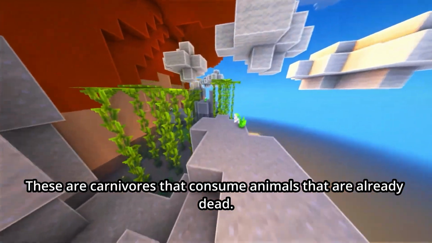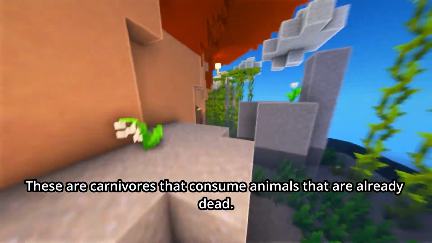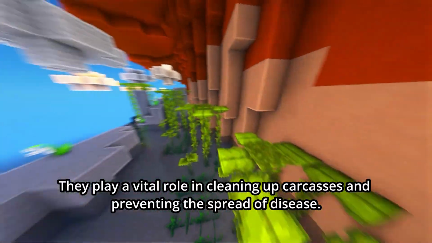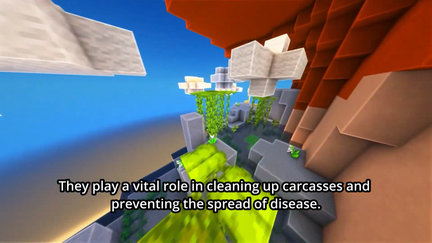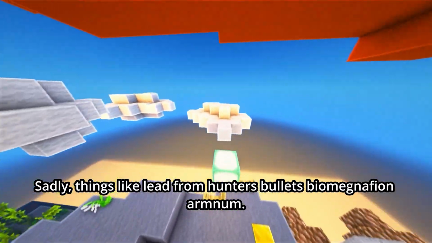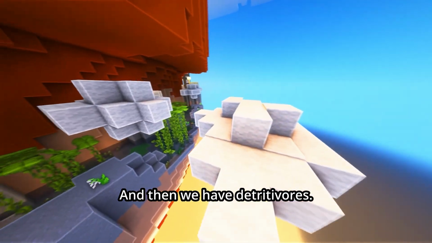These are carnivores that consume animals that are already dead. Vultures are the classic example. They play a vital role in cleaning up carcasses and preventing the spread of disease. Sadly, things like lead from hunters' bullets biomagnify and harm them. Very important cleanup crew. And then we have detritivores.